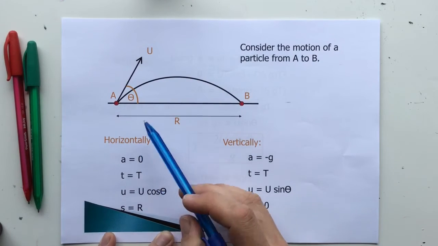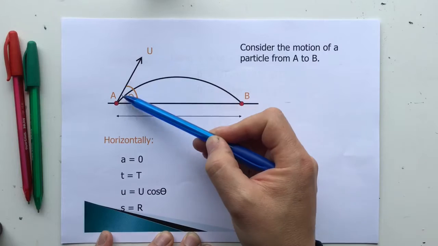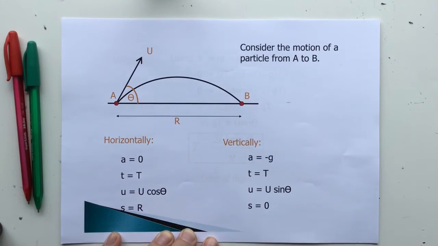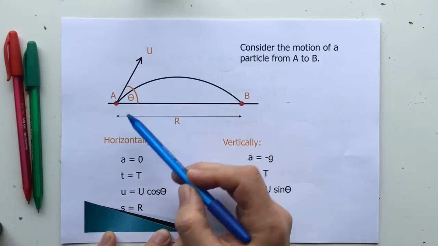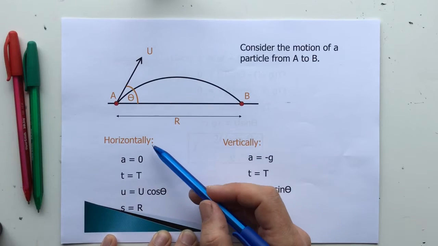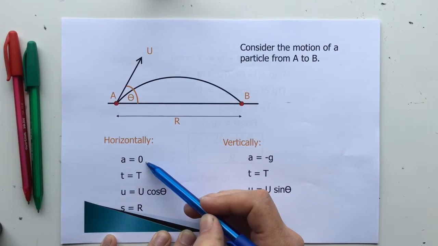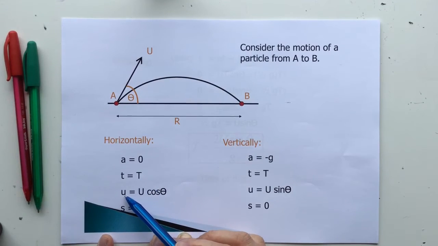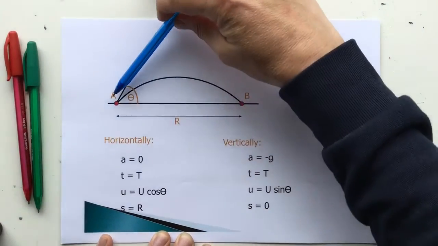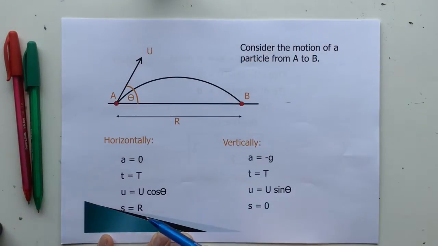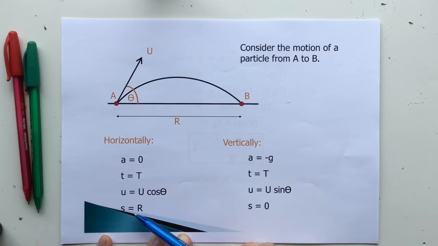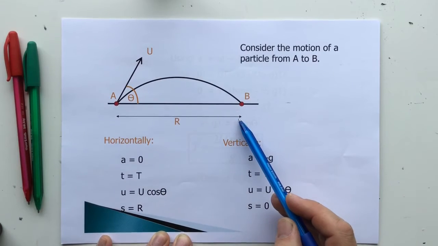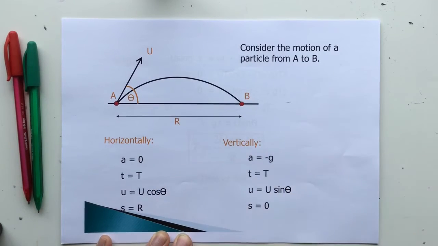And horizontally, it's exactly the same. So if we have something projected with initial speed u at an angle theta to the horizontal, horizontally, it has no acceleration. We're going to call the time of flight t. Its velocity is u resolved horizontally, so it's u cos theta. And s, the displacement or the distance here, I'm going to call r for the range, just how far it goes.